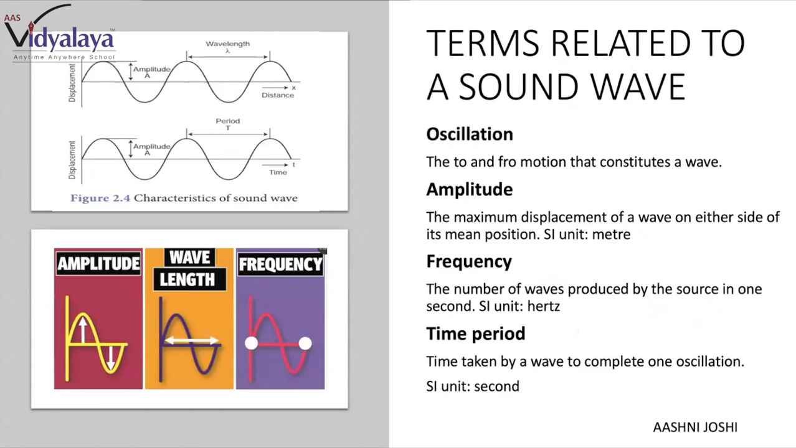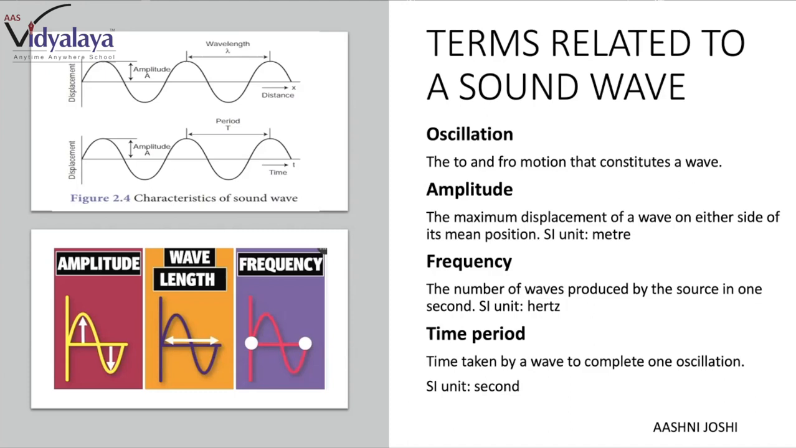So what is oscillation? The to and fro movement that constitutes a wave. Now, what do you mean by to and fro? To is this and fro is this. So if I want to say what an oscillation is, I can say that if this is the mean position, then a body that goes from here to here, back here, then back here, and basically something that's doing this is performing an oscillation.